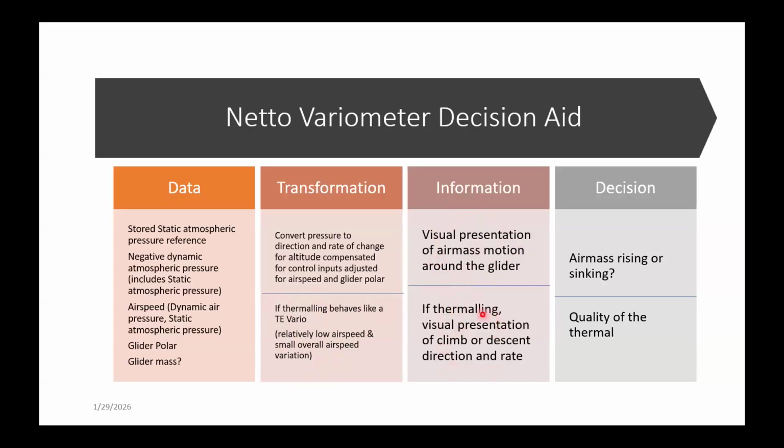If we're thermaling, we're back to getting a quality of the thermal. Okay, so how's the air mass moving around us? And if we're in a thermal, we've got a good indication of the quality of the thermal.